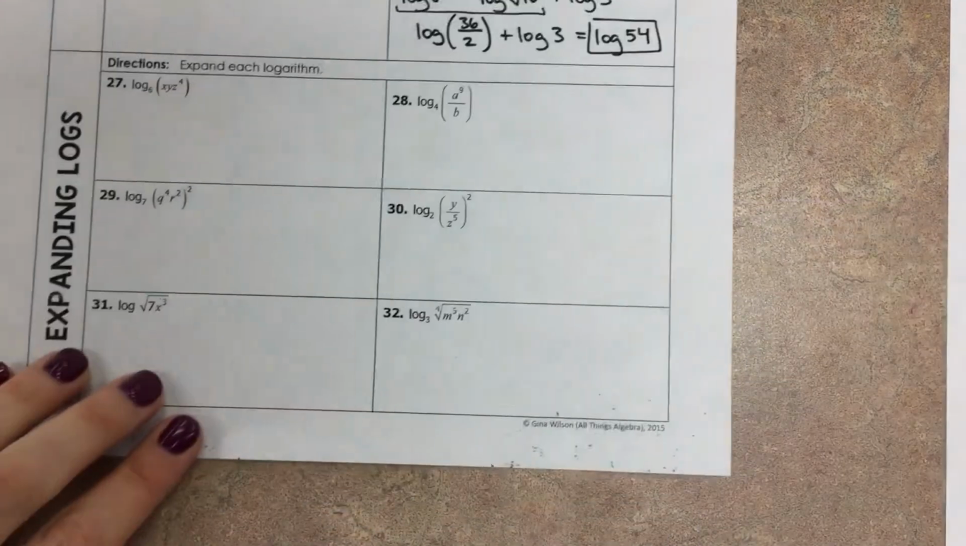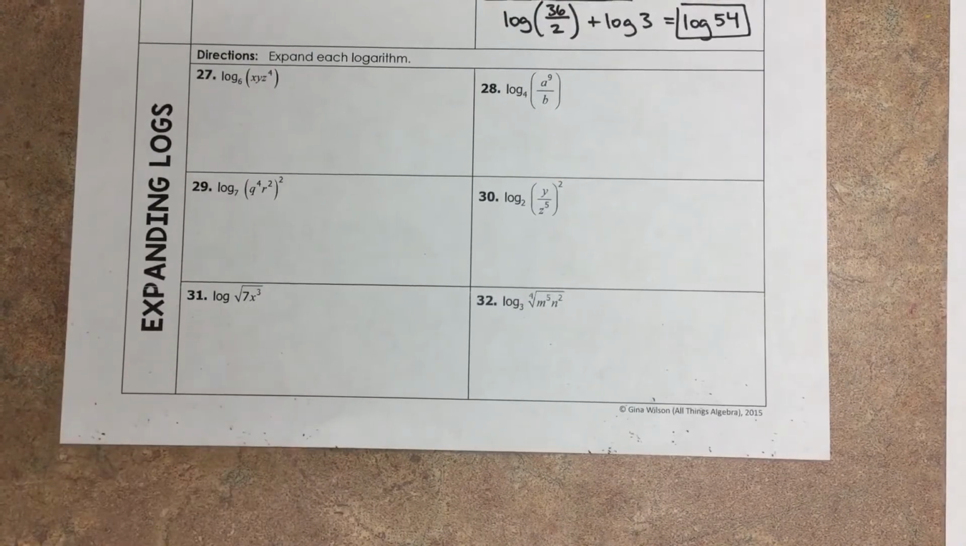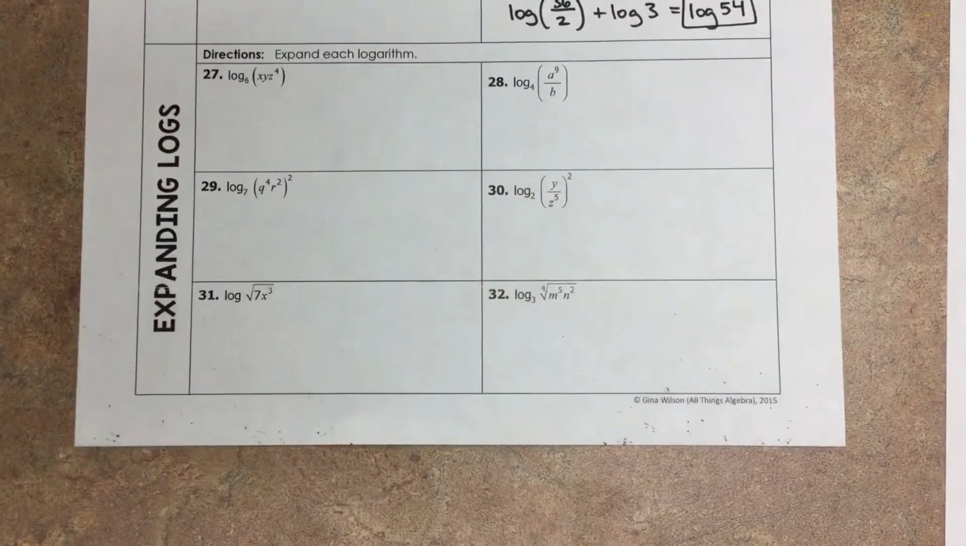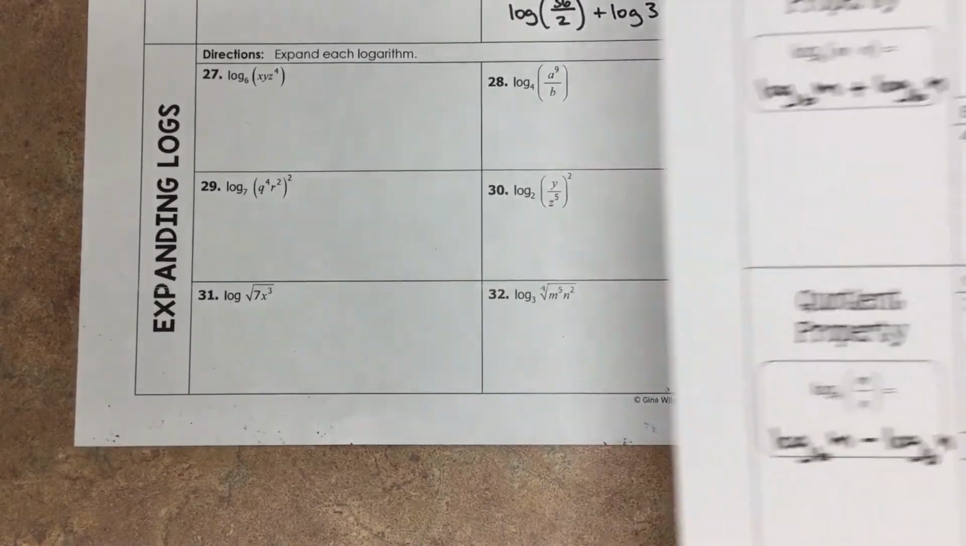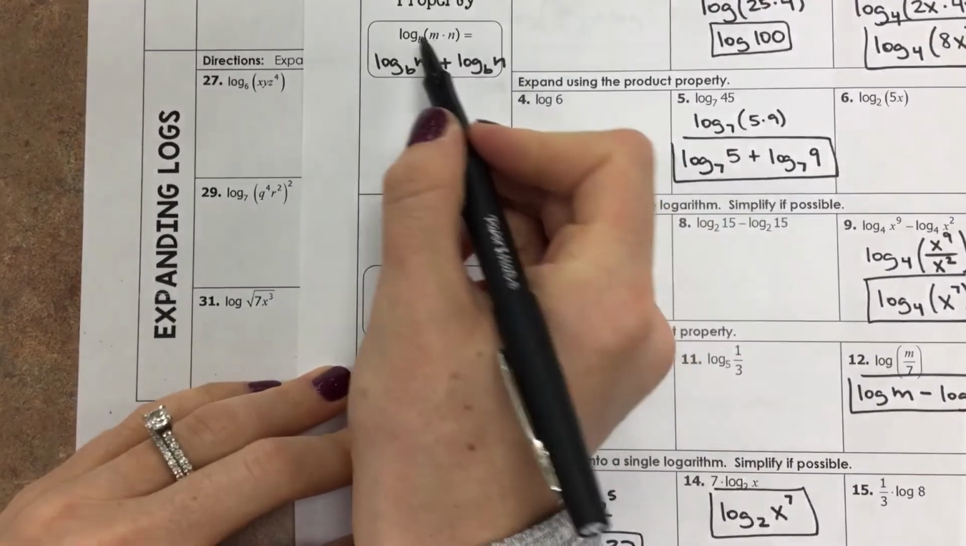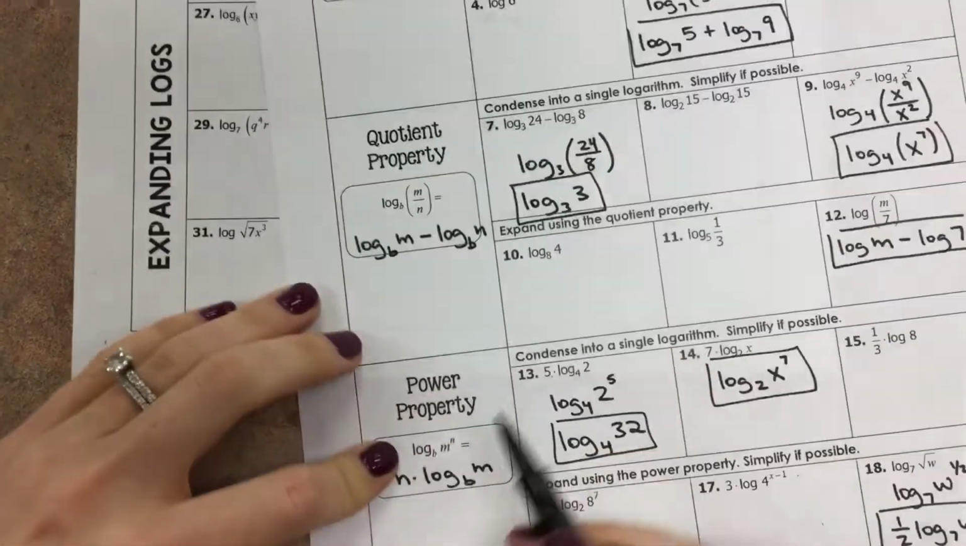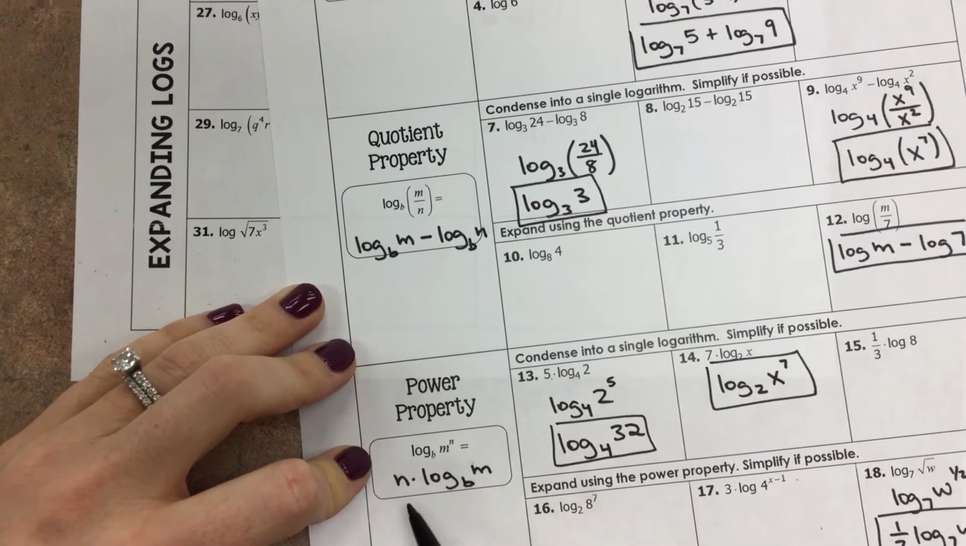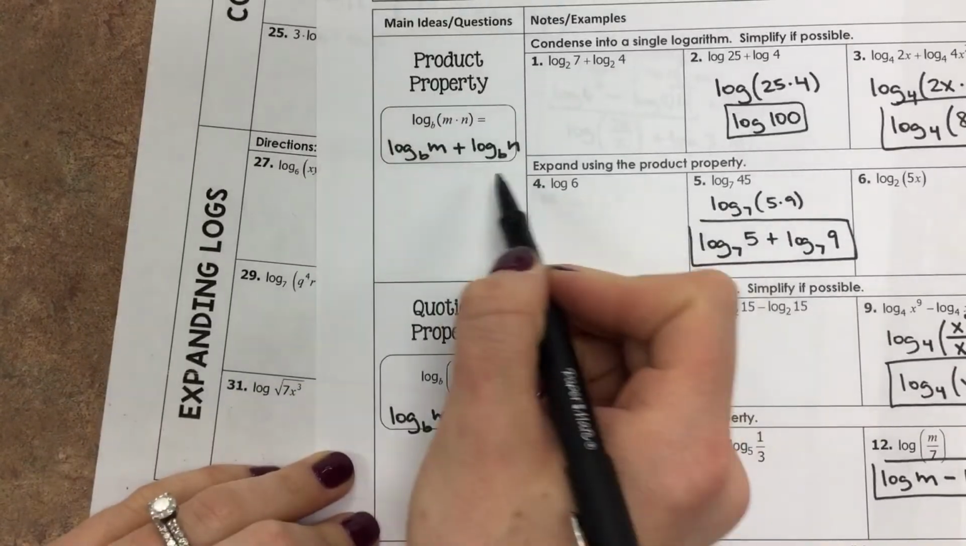Okay, one final section here. We're going to do 3 in the expanding section as well. We're going to do 27, 30, and 32. So expanding, all that means is that we start off looking like this, or this, or this, and we need to expand it into this, or this, or this.